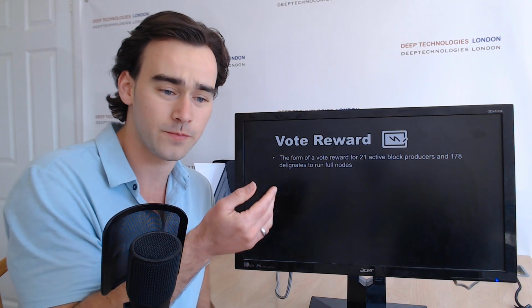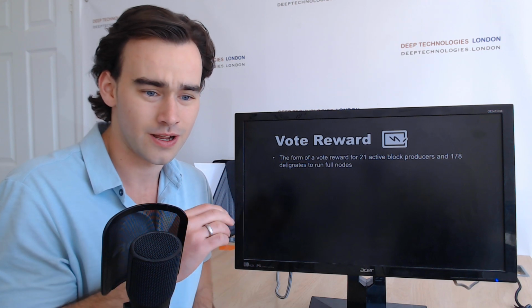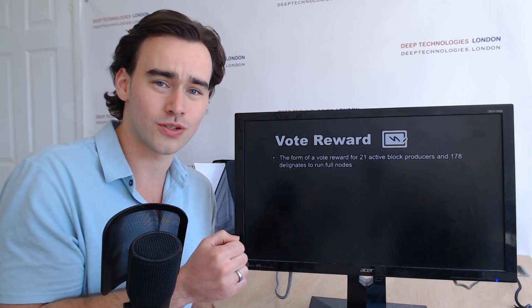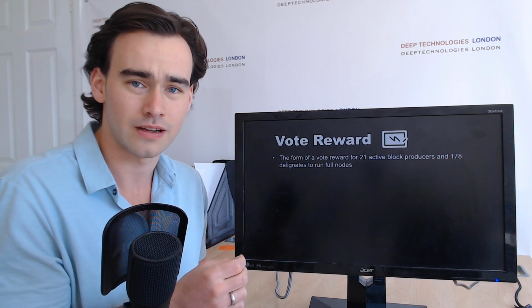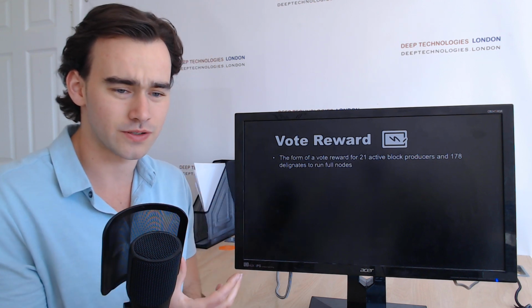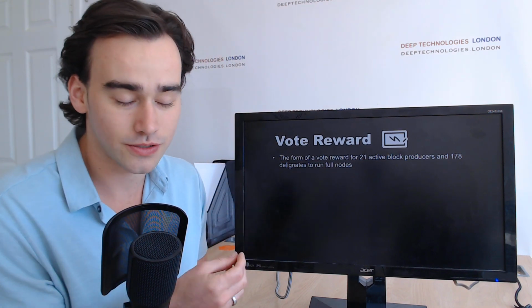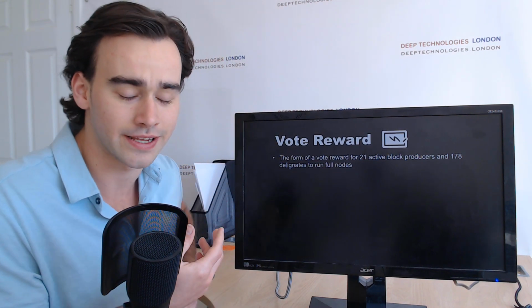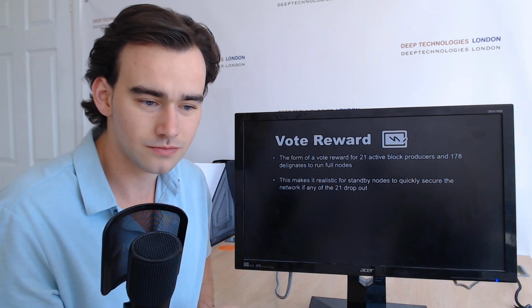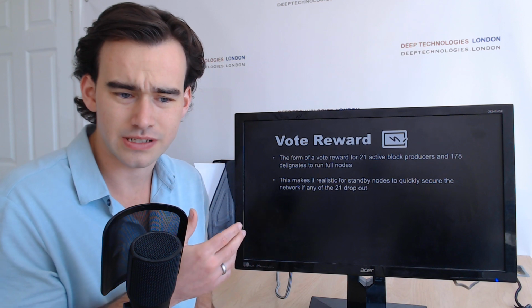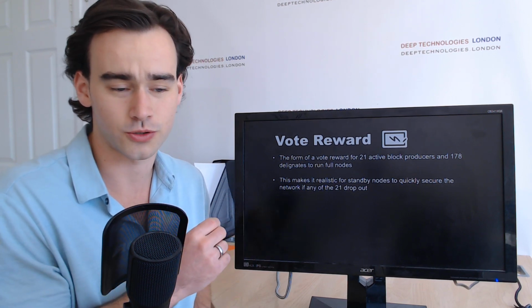And I highlight full nodes because 178 standby nodes running full nodes is a lot more decentralized and a lot of fallback if anything goes wrong, and it will presumably deliver them enough incentive to keep these full nodes running continuously, which is fantastic. This makes it realistic for standby nodes to quickly secure the network if any of the top 21 drop out.